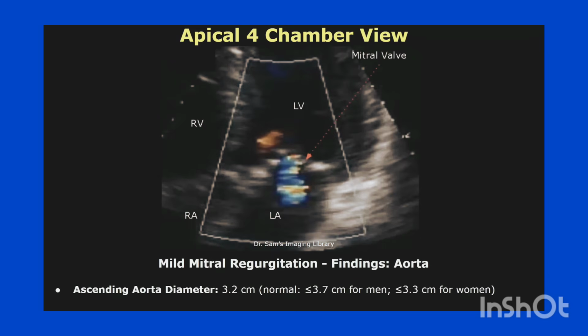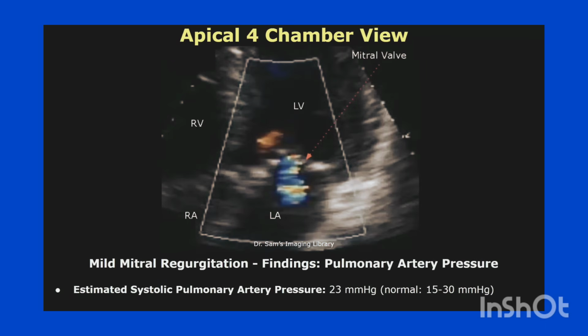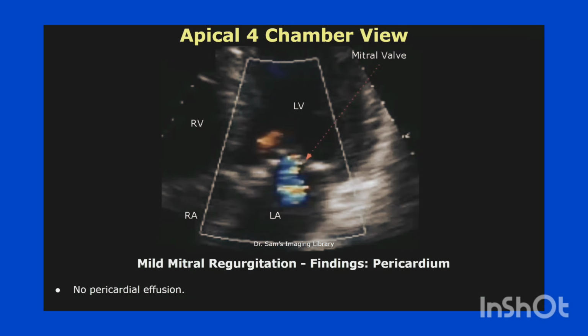The ascending aorta diameter is 3.2 centimeters. The estimated systolic pulmonary artery pressure is 23 millimeters of mercury, which is normal. There is no pericardial effusion.